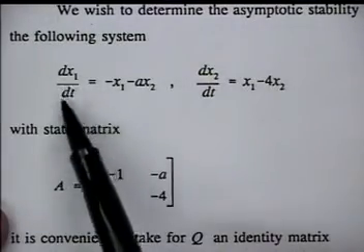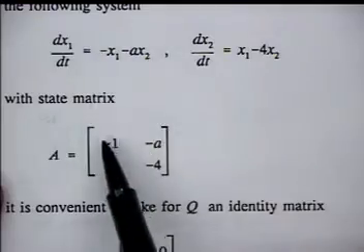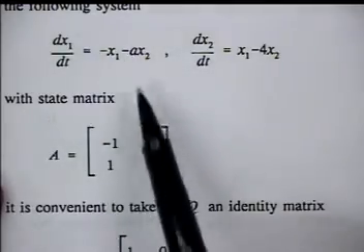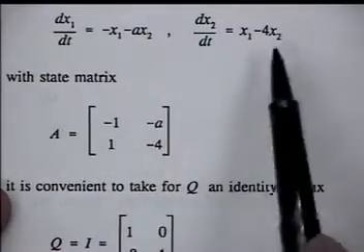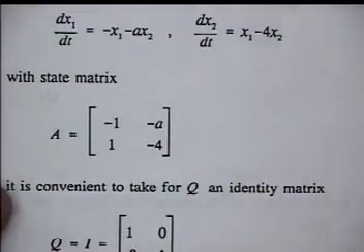So that is x dot equals Ax. That is minus 1 here, and that is minus a here. Here is 1 in front of x1, and minus 4. So that is matrix A, our matrix A.